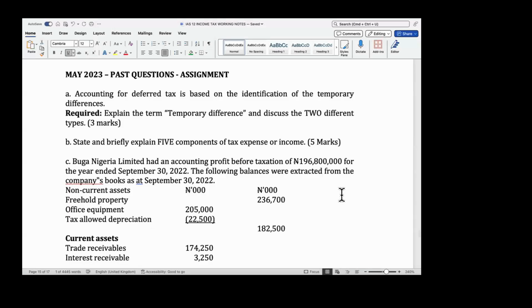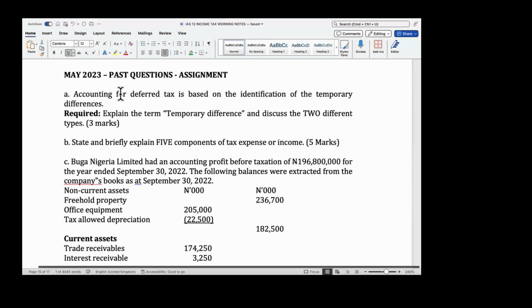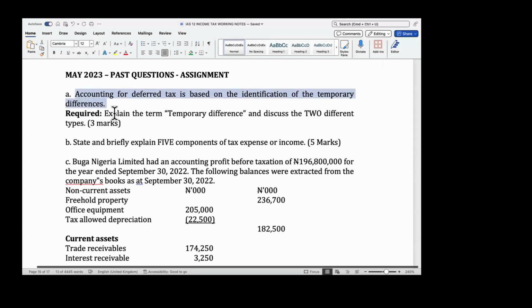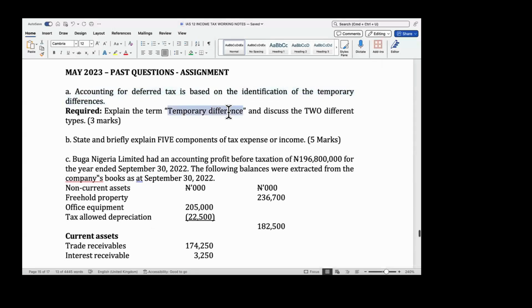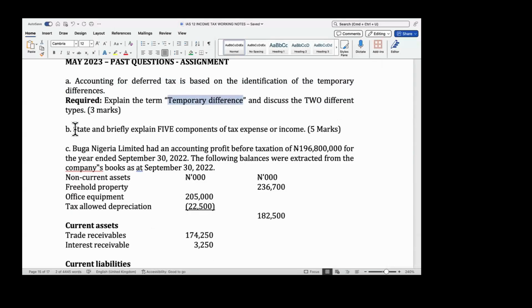So if you look at this question, it says that accounting for deferred tax is based on the identification of temporary difference. You already know that. They now said explain the term temporary difference and discuss the two different types. I won't have to repeat this again. You know that already. The difference between carrying amount and tax base, and the two types are deductible and taxable. So you can always check that up.